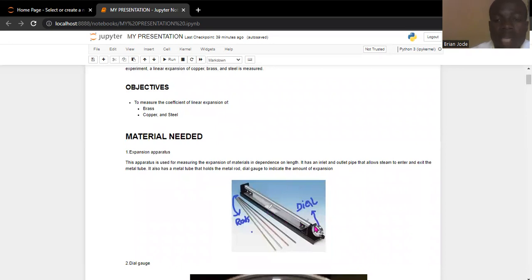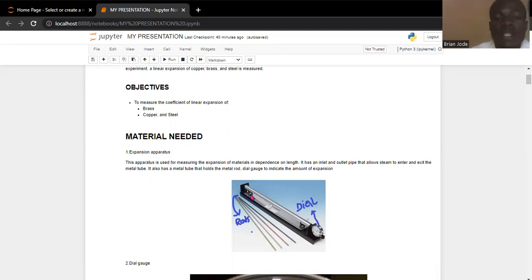This is the dial gauge that will be used to indicate the amount of expansion when the metal rod is subjected to steam and expands. Then this is the metal tube. This is the one that will hold the metal rods. Then we also have an outlet pipe here. This will remove the condensed steam. And of course, we have the inlet pipe here. This pipe will be connected to the source of steam.